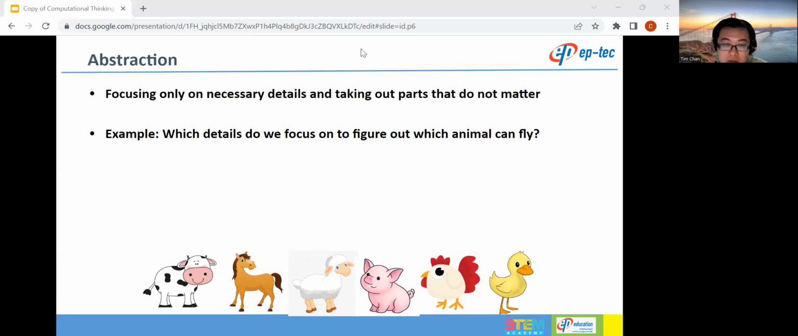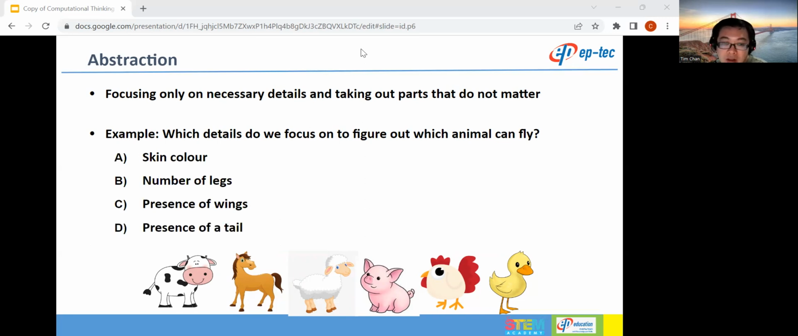I have 4 options for you. Do we focus on the skin color? Do we focus on the number of legs? Do we focus on the presence of wings? Or do we focus on the presence of a tail? Again, the question is, which detail do we focus on to figure out which animal can fly? If your answer is C, you got it right. It's the presence of wings.